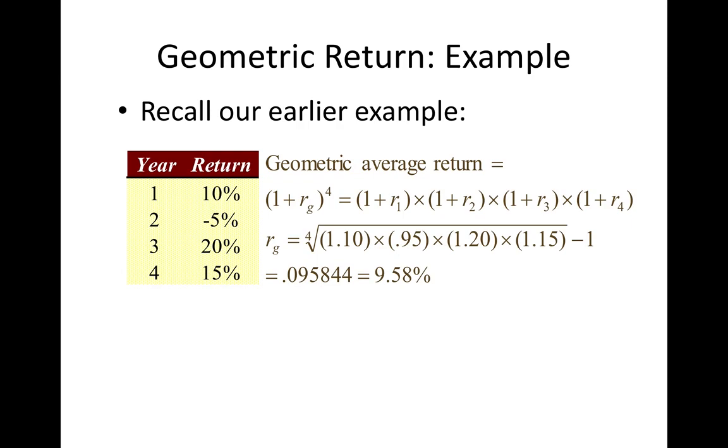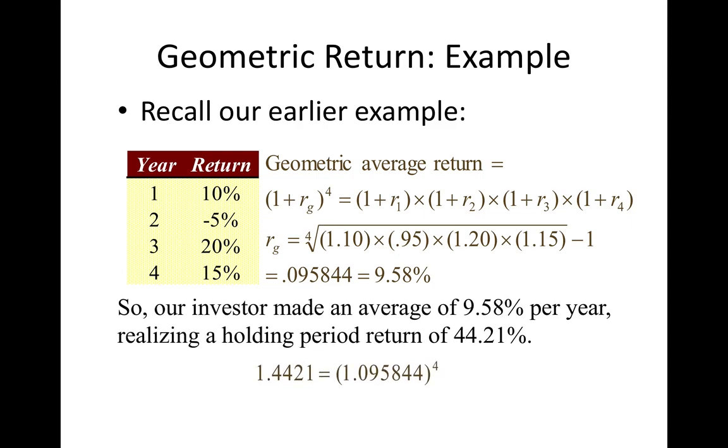In order for us to be sure, we may want to compute a 4-year investment using this average return and compare the resulting values between the arithmetic mean of 10% and the geometric mean of 9.58%, and see which one truly takes us to the appropriate value at the end of 4 years, looking at 10%, -5%, 20%, and 15% respectively. So this is what we have. For your holding period return of 44.21%, the true average return per year is 9.58%.